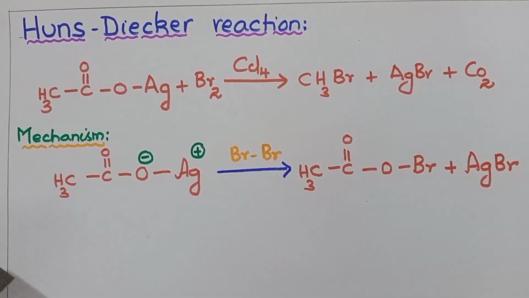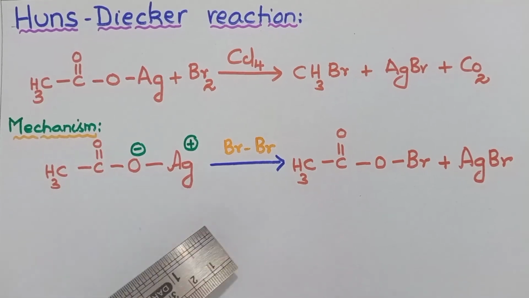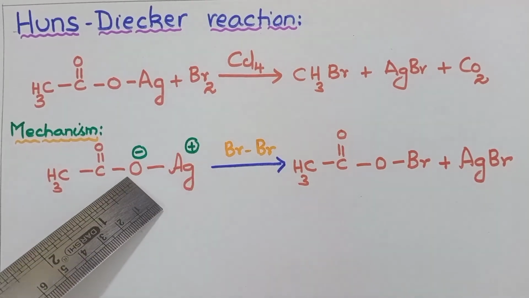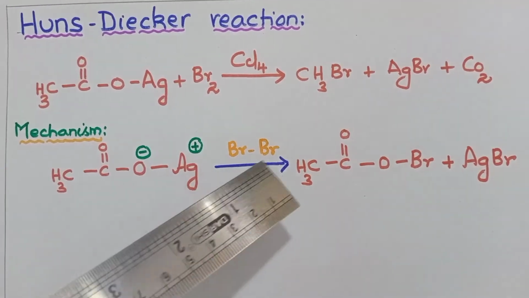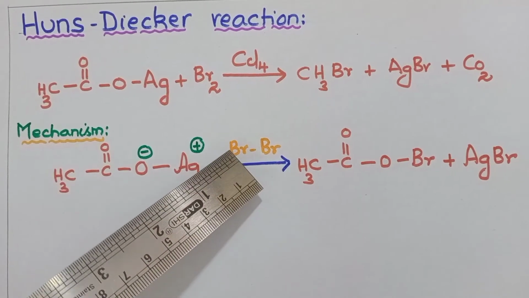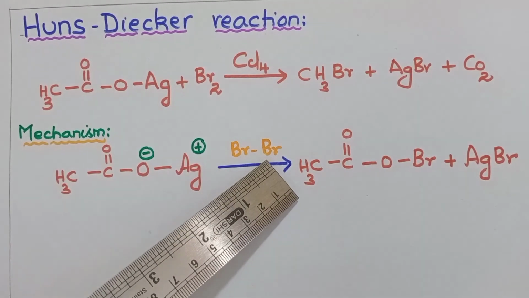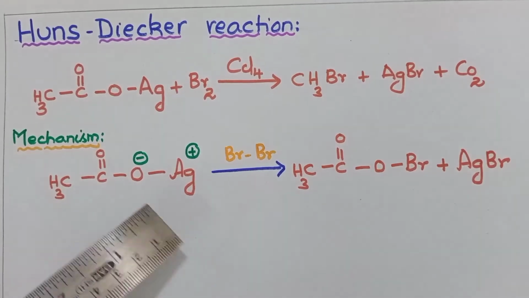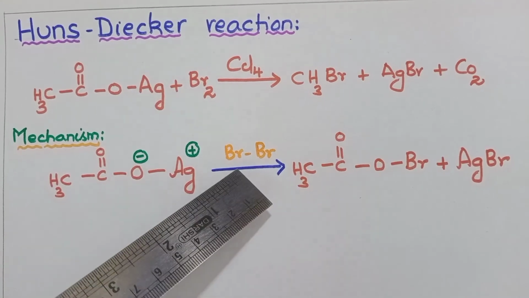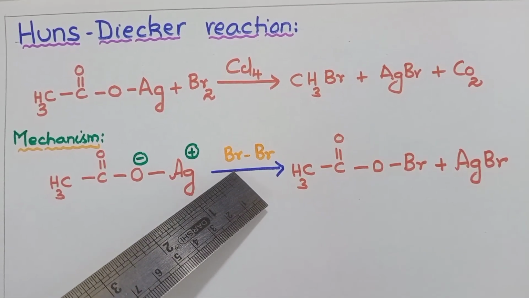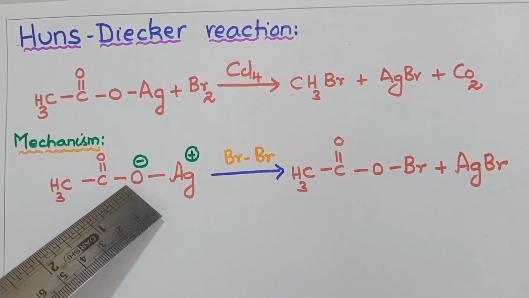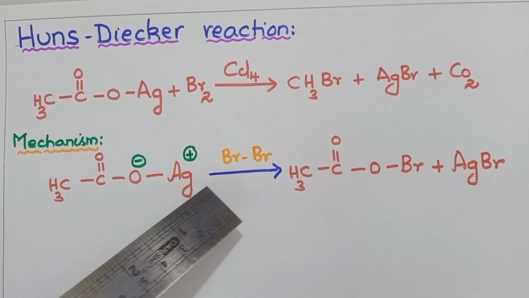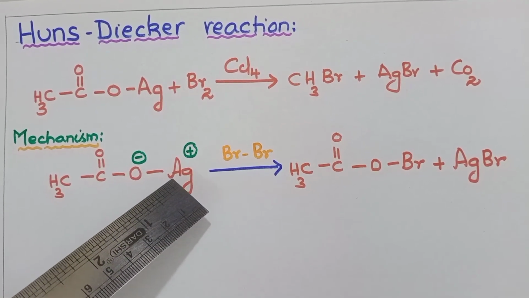First step students, CH3COOAg. Here you can see silver carries positive charge and oxygen has negative charge. When treated with bromine, one bromine has partial positive and the other has partial negative charge. Generally you all know positive will be attracted by negative. So one bromine atom with the partial negative charge will be attracted towards this oxygen with the negative charge, and the other bromine atom with the negative charge will be taken up by Ag plus.